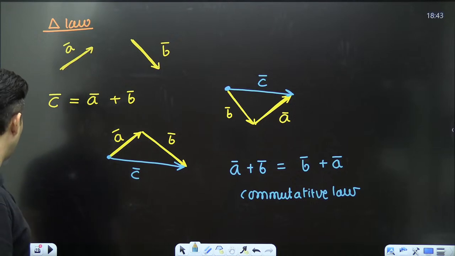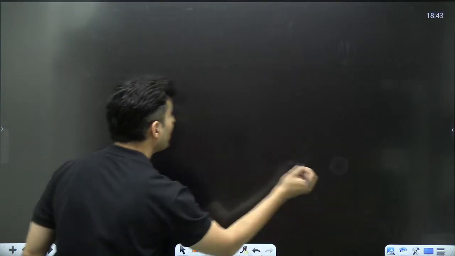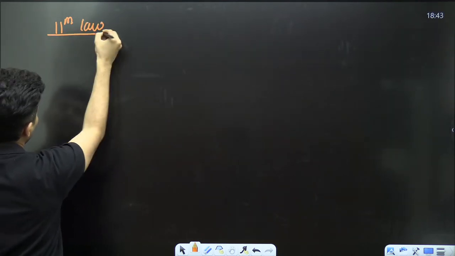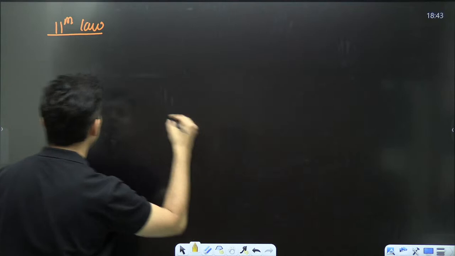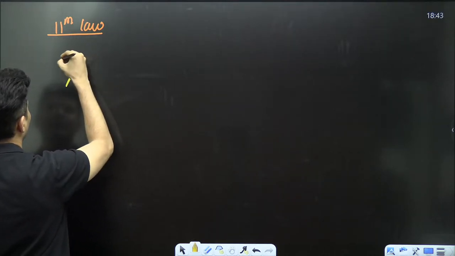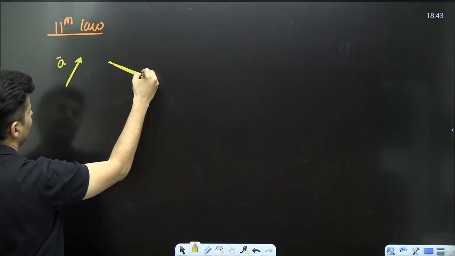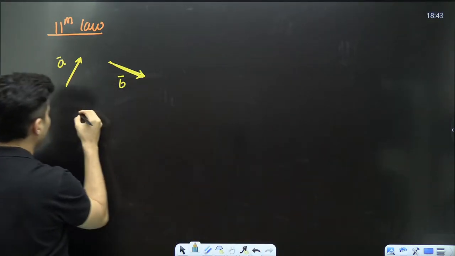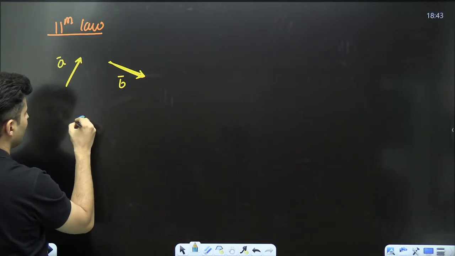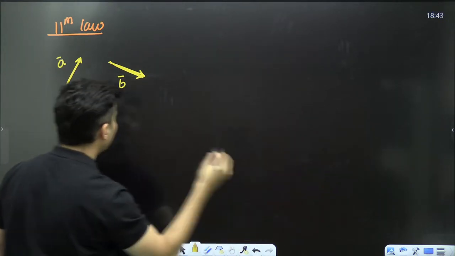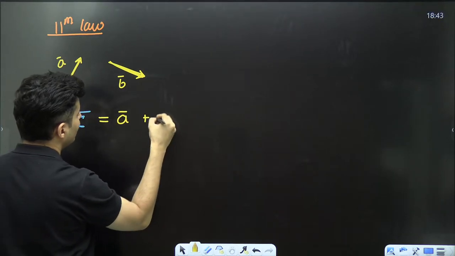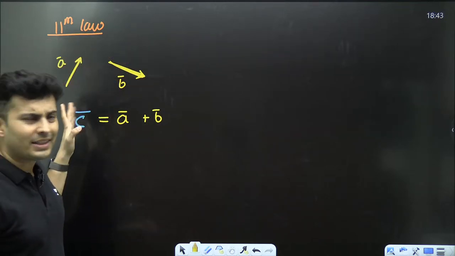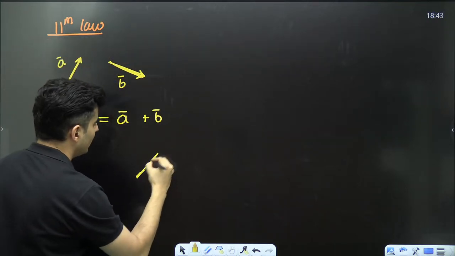Moving on now to the parallelogram law, guys. Again, I have been given two vectors. Let's say this is vector A. Let's say this is vector B. I want to add them and I have to get vector C, which is nothing but A vector plus B vector, using parallelogram law. Take any of the vectors. Let's say I take vector A, guys.